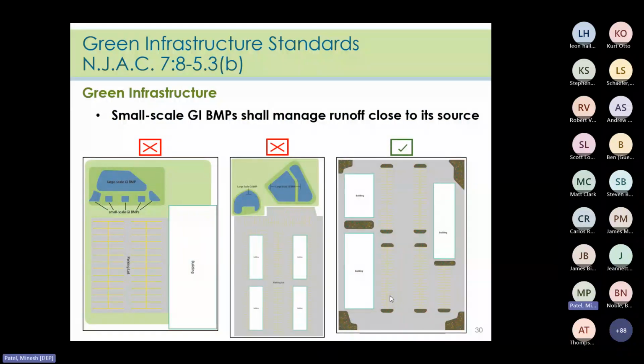So as you can see from the first diagram here, the GI BMPs are all clustered together. The second diagram shows two large-scale BMPs in proximity of each other. These BMPs would need to be spread out from each other to cover the entirety of the runoff of the site.